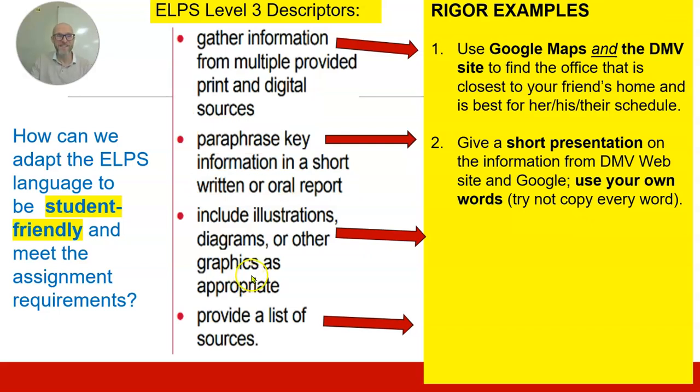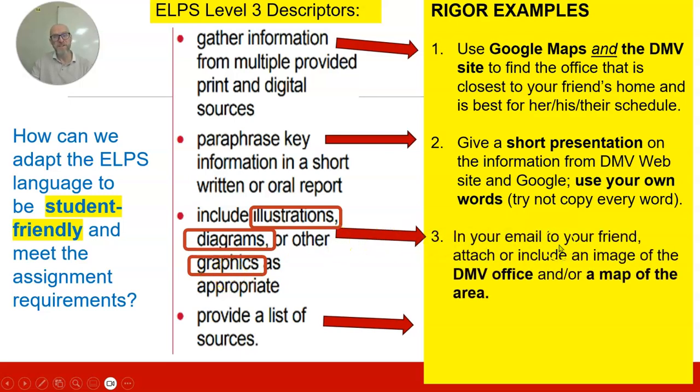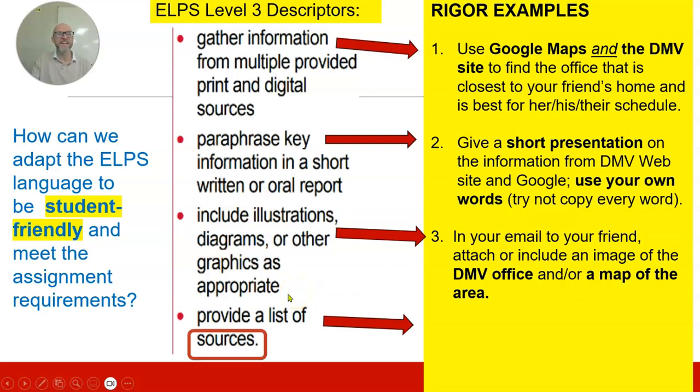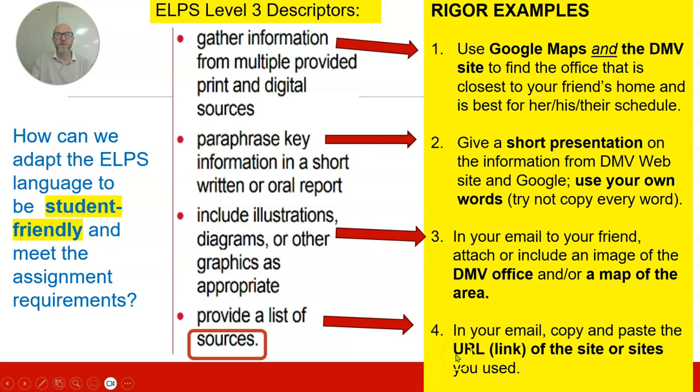Descriptor 3 definitely has a lot of vocabulary that would be difficult for a level 2 student or even a level 3 ESL student. Words like illustrations, diagrams, graphics, even appropriate. But how do we change that? In your email to your friend, attach or include an image of the DMV office or a map of the area. And finally, sources might be difficult for students. How do we adapt that? Well, just have them supply the URL link. Most students will understand link.